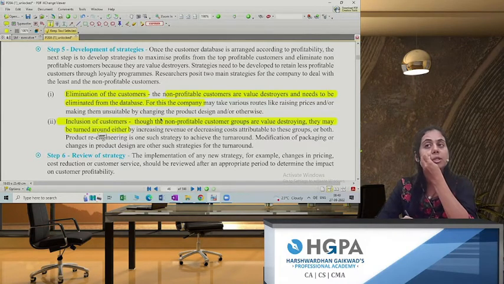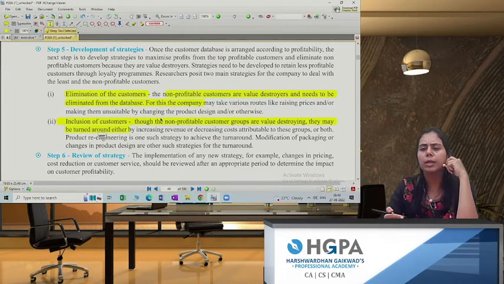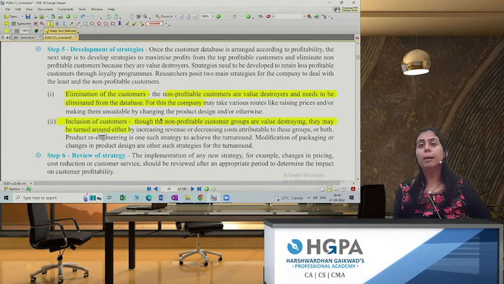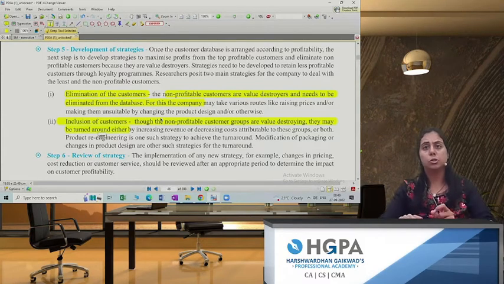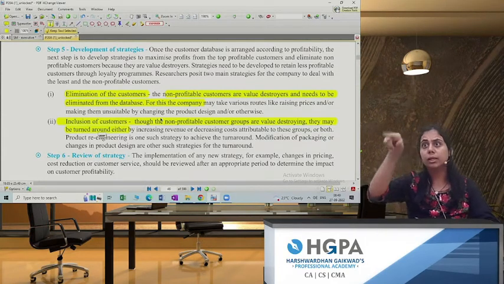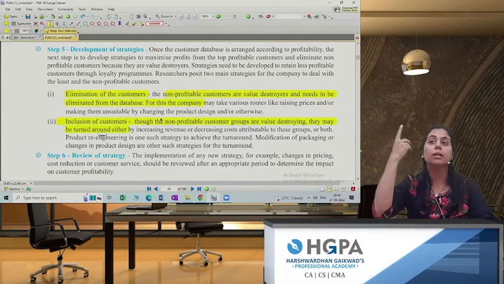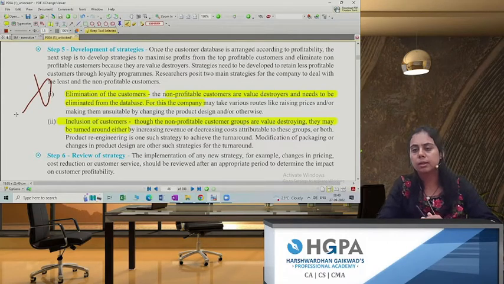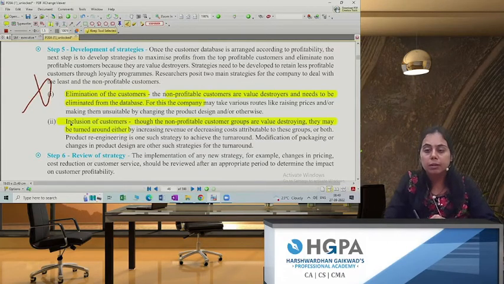Though inclusion means what? Some of the customers will not be profitable now, but we know they might be profitable in future. Or for example, Maggi. Okay, Maggi, jab Maggi ke upar case hua, then achanak se kya hoga? All the customers became non-profitable because they stopped purchasing the product. Sometimes the company will do what? Directly company will decide to eliminate the customer. Or sometimes the company can come up with a strategy of what? Turnaround.